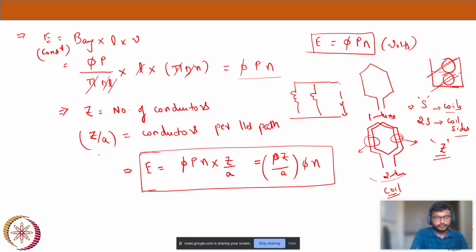Let's quickly look at torque generation. It's even simpler when compared to EMF.